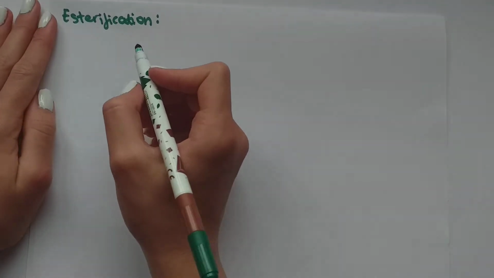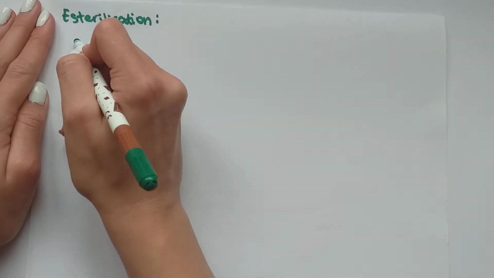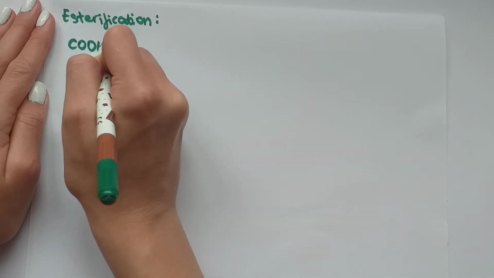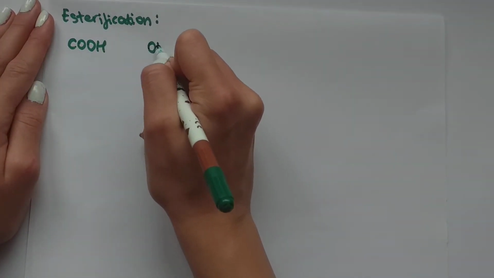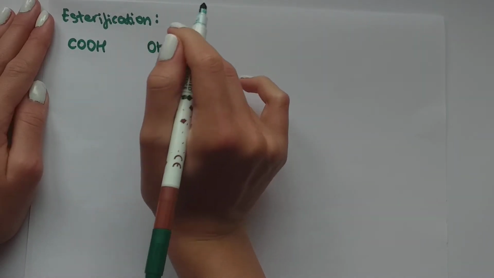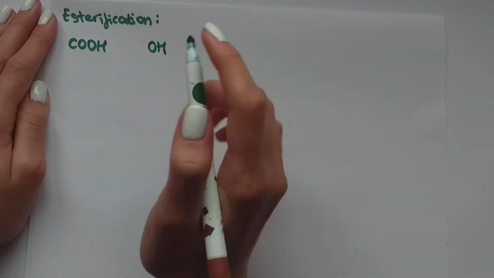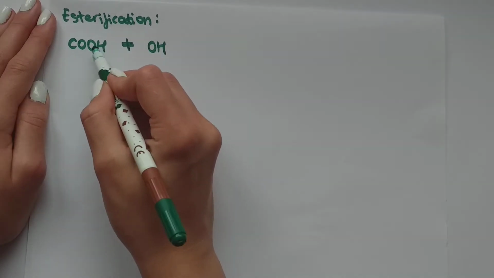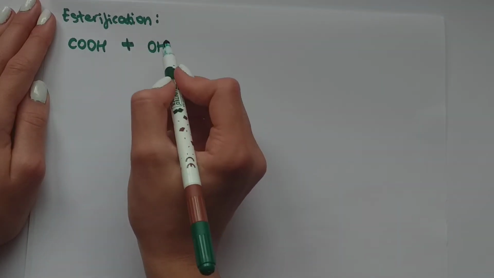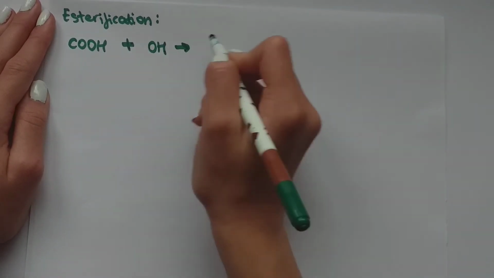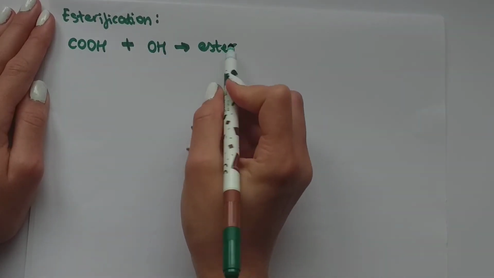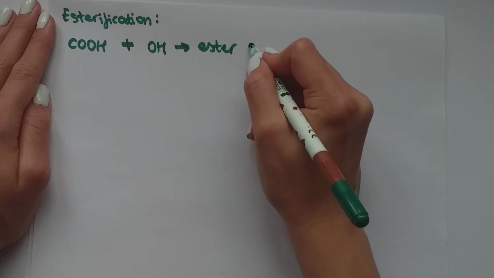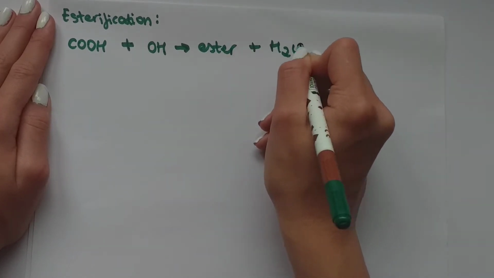So there are two organic substances that you need for esterification. One of them is a carboxylic acid, just any carboxylic acid, and the other one is an alcohol. Again, any alcohol will do. So when you add a carboxylic acid and an alcohol together, you get an ester. That's where the name comes from, esterification. You're making an ester. The byproduct is H2O.